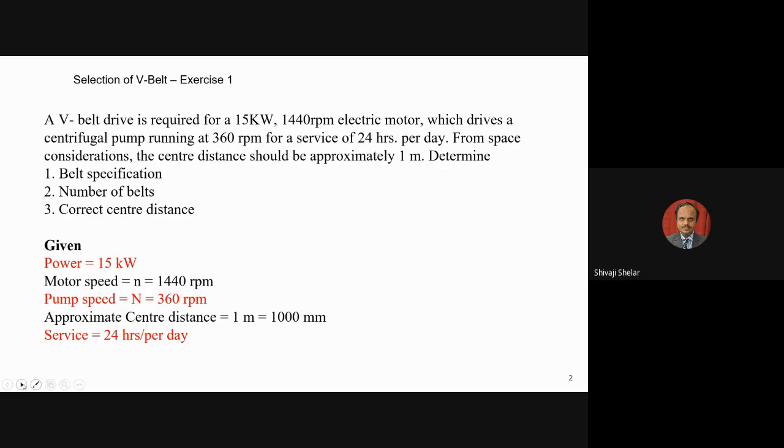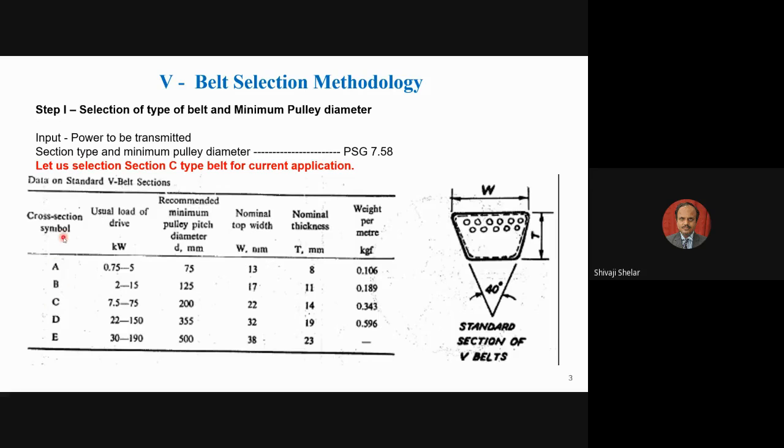So for this given power, let's identify the right section of the V-belt. There are A, B, C, D, and E, five sections available. Based on the power to be transmitted, you can select the type of section. Here 15 is included in two series, section B as well as section C. But for section B, it is included on the extreme side. So that is the last limit.